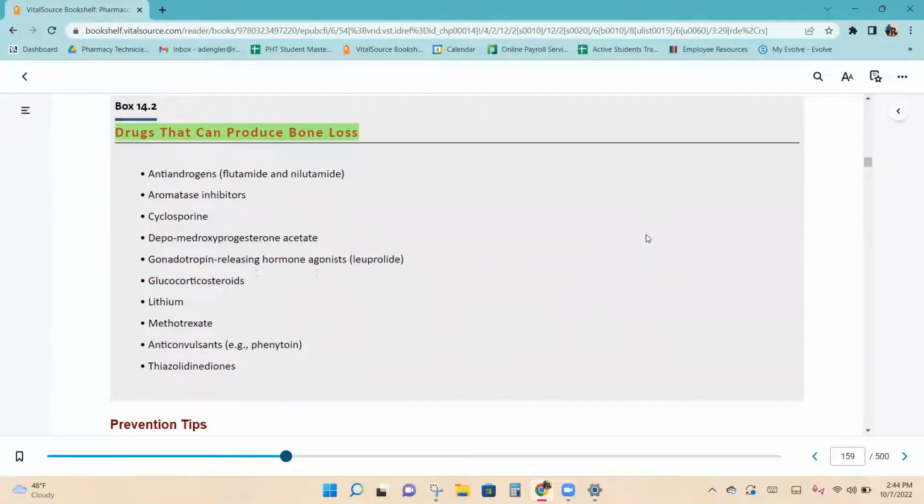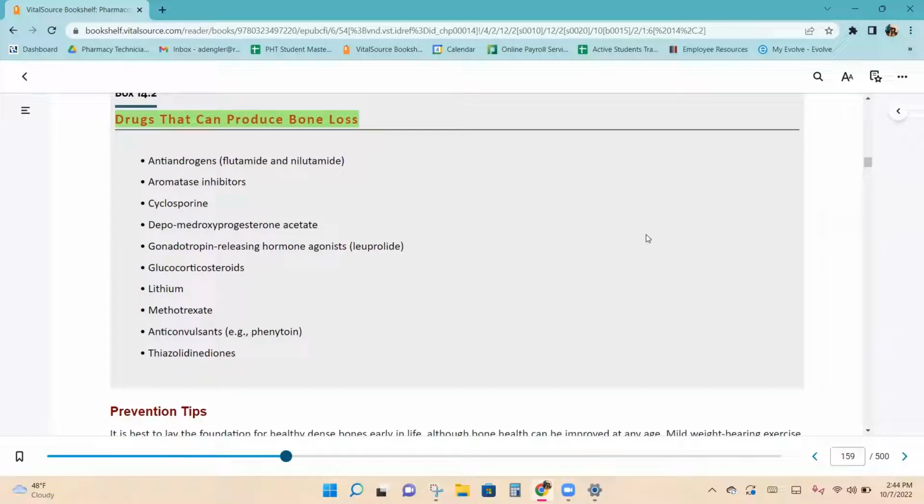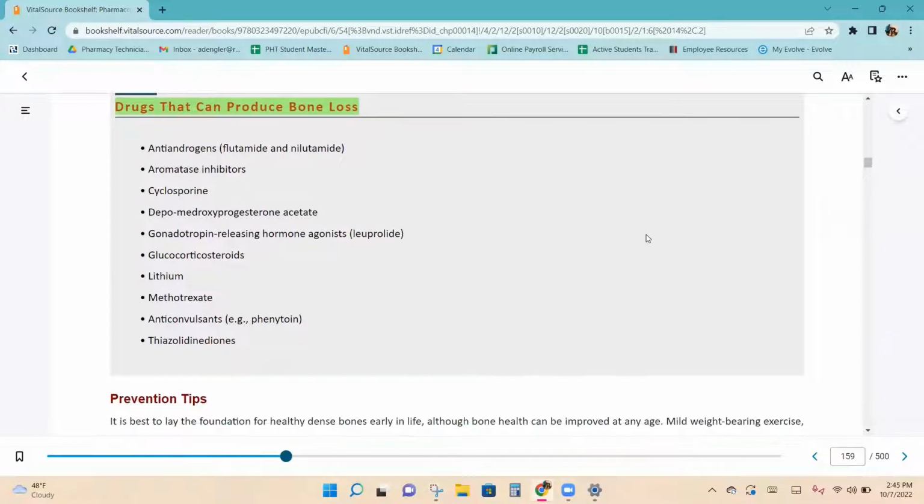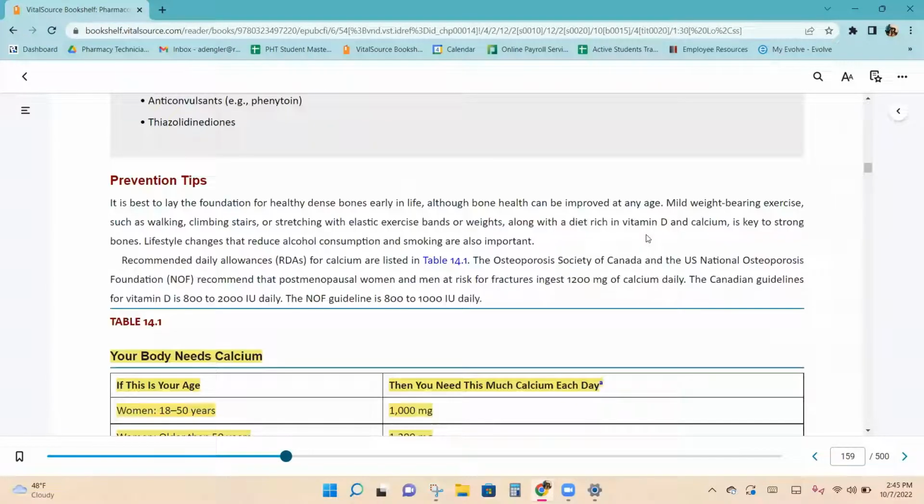Then we have drugs that can produce bone loss: anti-androgens, aromatase inhibitors, the medication cyclosporine, the medication medroxyprogesterone acetate, the depot injection, leuprolide, glucocorticosteroids, lithium, methotrexate, anticonvulsants, and thiazolidinediones.